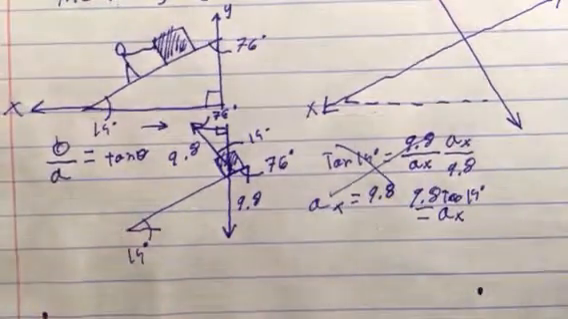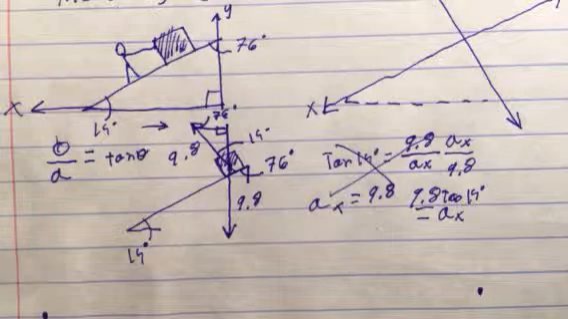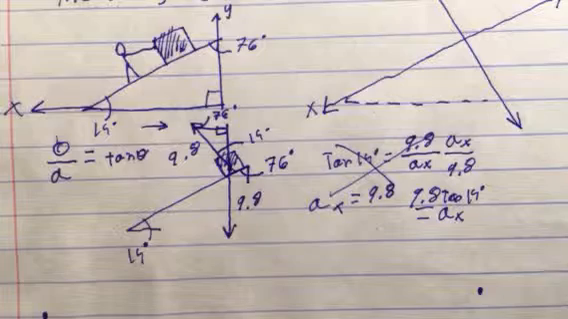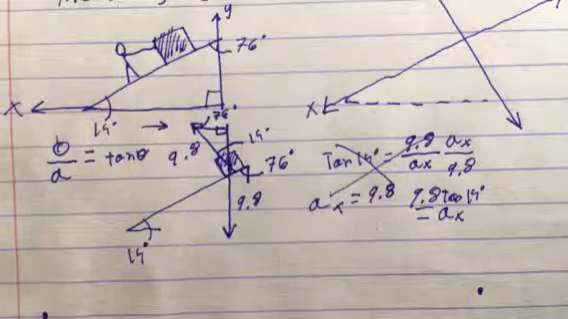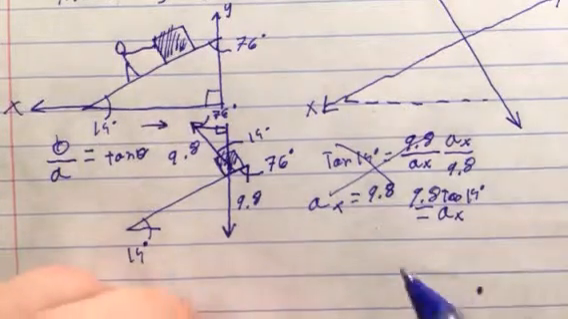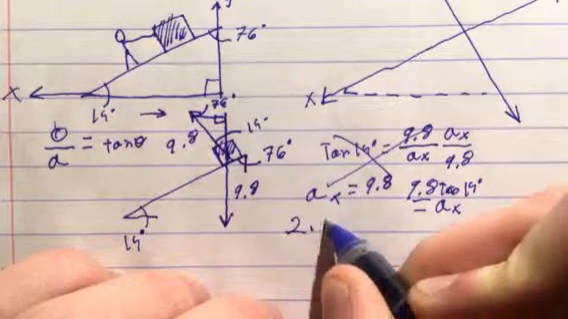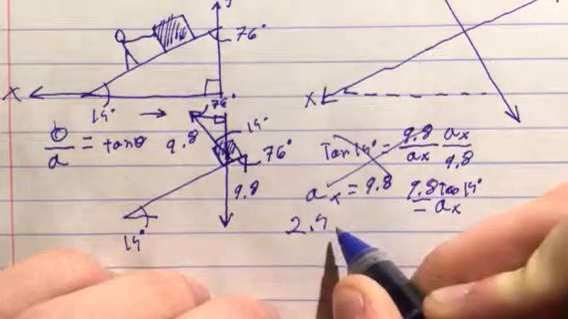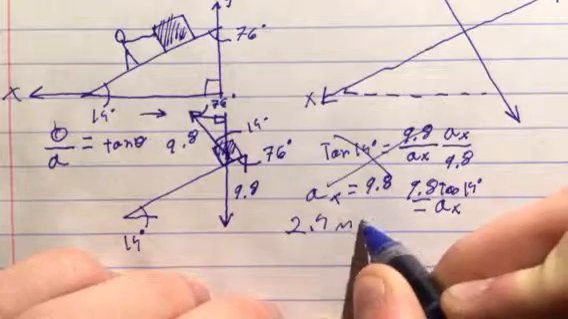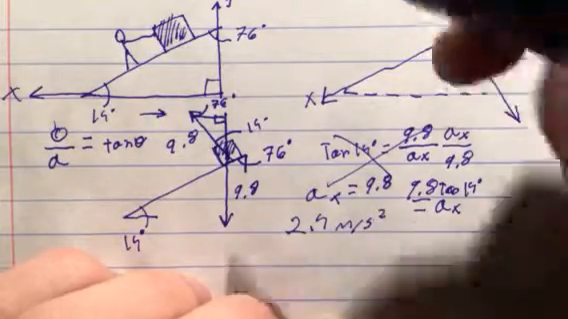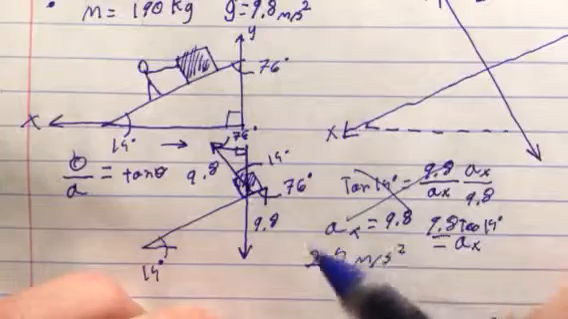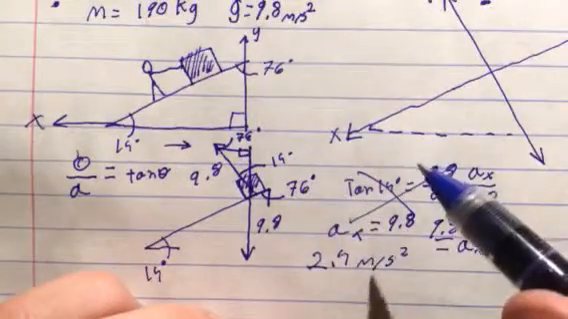So we have our 9.8, and basically just use a calculator for this. I'll just real quickly figure that one out. That's going to be 9.8 tan 14, and we end up with 2.4 meters per second squared. Okay, so we have our acceleration along the x-axis.